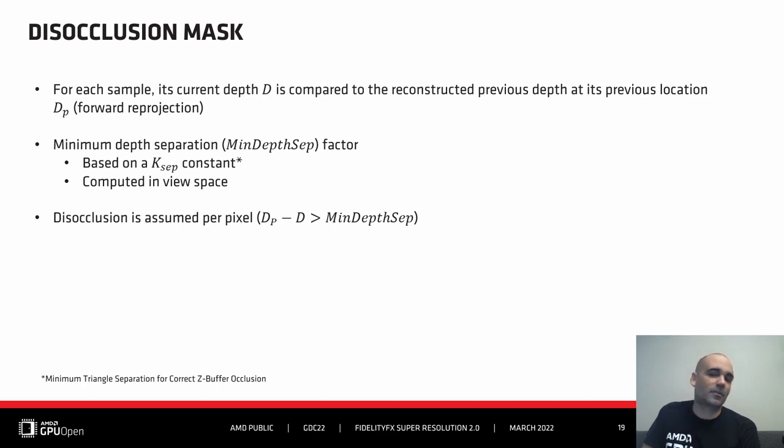So now we've got the two depths, the current depth and the previous reconstructed depth. So for each sample's depth, d, it is compared to the previous depth at the previous location on screen, and depending on whether it is closer or further, we can detect disocclusions. So this reconstructed depth is gathered in a bilinear way with the same threshold protection, so we don't take into account low importance depth samples. So this is the forward reprojection step. So to deal with depth buffer precision, the comparison is made using view space, using a minimum depth separation threshold based on some K-sep constants that I advise you to refer to the paper to get some more details about. Disocclusion is assumed when the depth difference is more than this threshold.